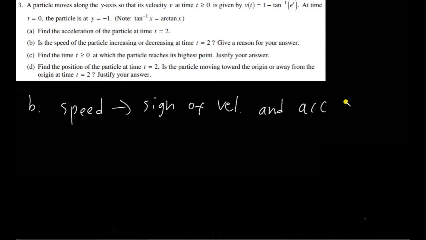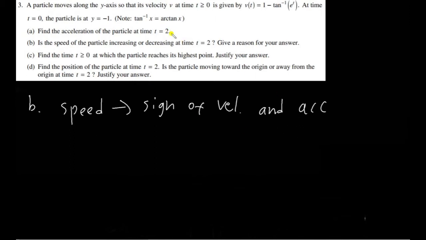Okay, so here's how speed works. If the acceleration and the velocity have the same sign, then the particle is speeding up. Its speed is increasing. If the velocity and acceleration have opposite signs, then the particle is slowing down, so its speed is decreasing. So if we want to figure out if the particle is increasing or decreasing speed, we need to look at the sign of the velocity and the acceleration.